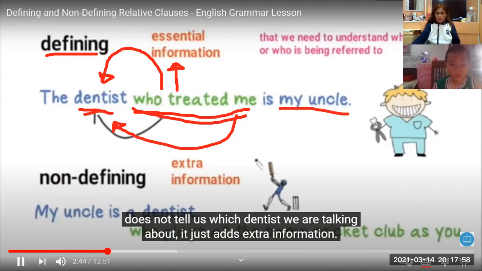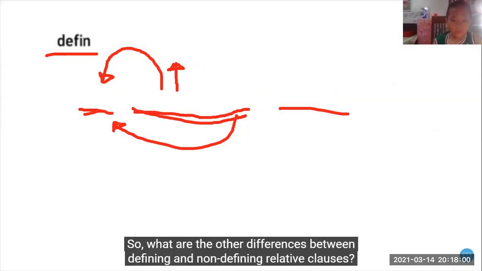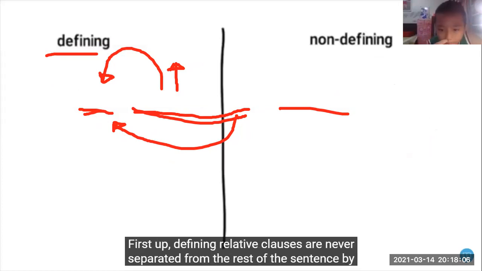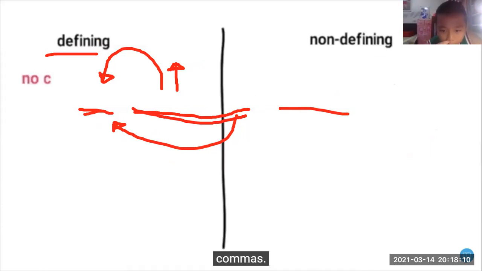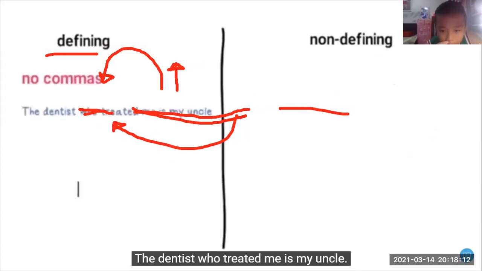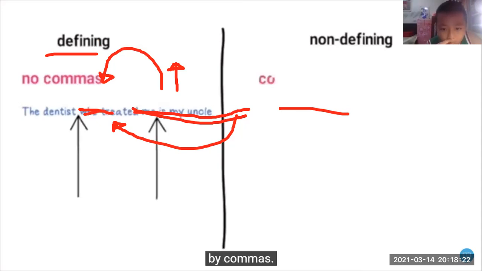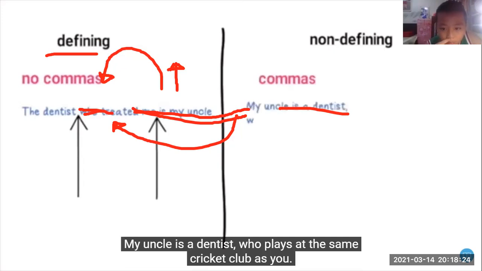So what are the other differences between defining and non-defining relative clauses? First up, defining relative clauses are never separated from the rest of the sentence by commas. The dentist who treated me is my uncle has no commas. Whereas non-defining relative clauses must be separated from the rest of the sentence by commas. My uncle is a dentist, comma, who plays at the same cricket club as you.